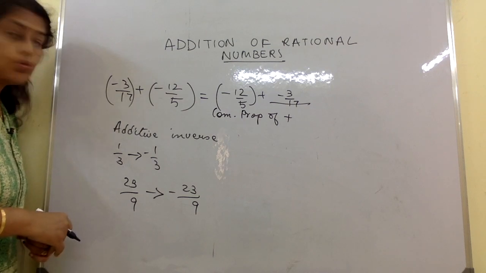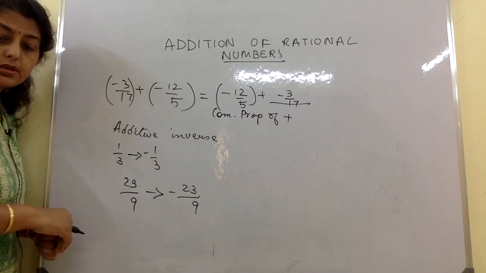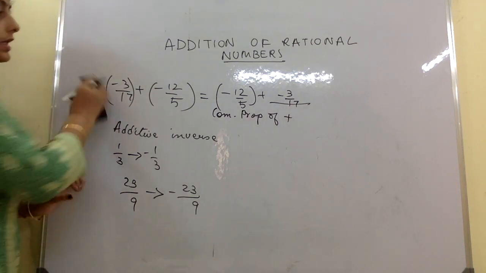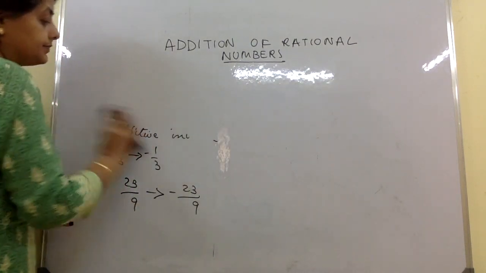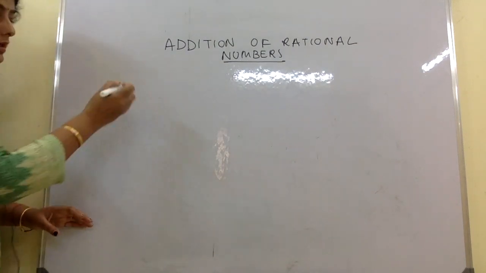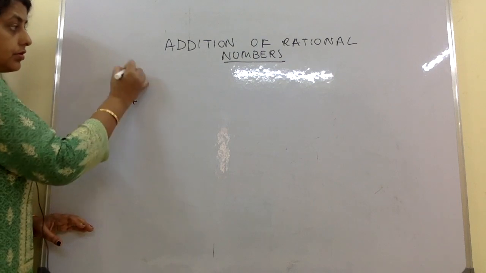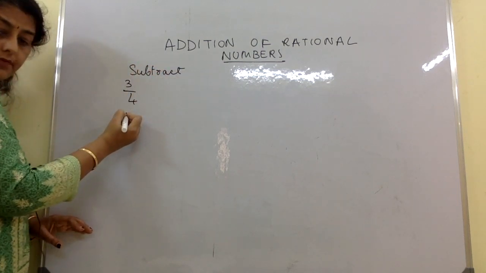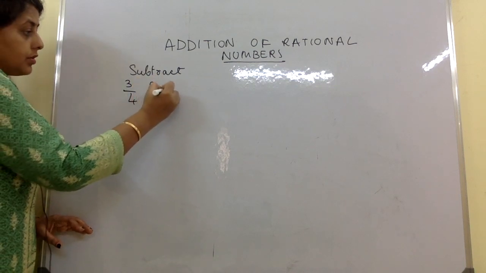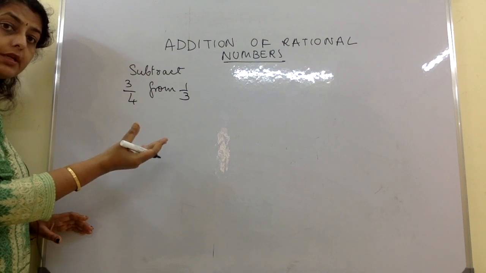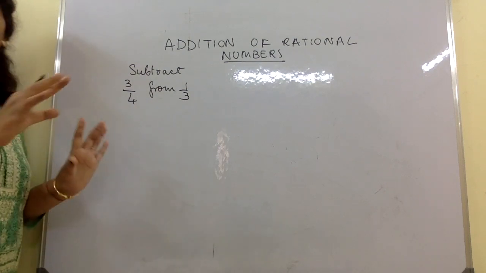Now let us go for some subtractions. They are saying subtract 3 by 4 from 1 by 3. Now look at the question, how the question looks like. Subtract 3 by 4 from 1 by 3. Now here I want to talk to all of you.